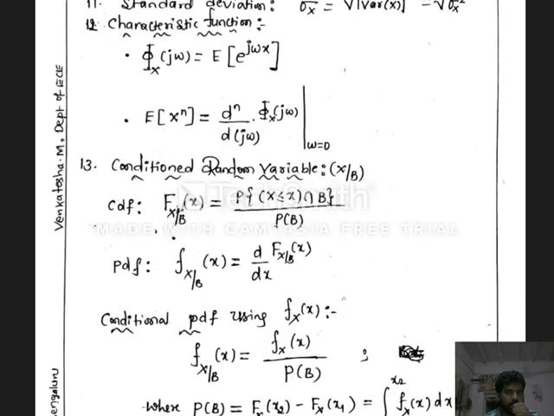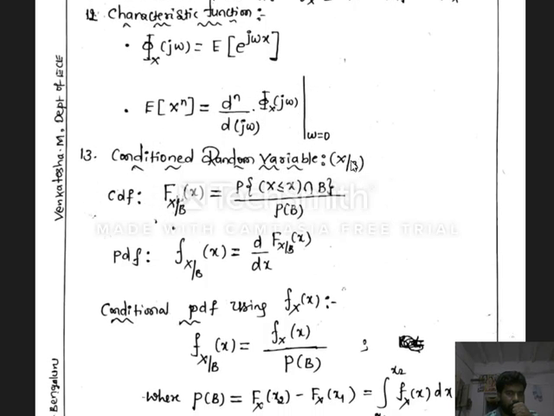Finally, we defined the conditional random variable. If we define one conditional event for the given random variable, then the conditional random variable is represented by x given b. For this conditional random variable, the CDF is given by the probability of the intersection of the entire sample space for the random variable x and the given event b, divided by the probability of event b. The probability of b can be evaluated either by using the CDF of the given random variable x, that is fx of x2 minus fx of x1, or by integrating the given probability density function for the random variable x between the limits x1 to x2.